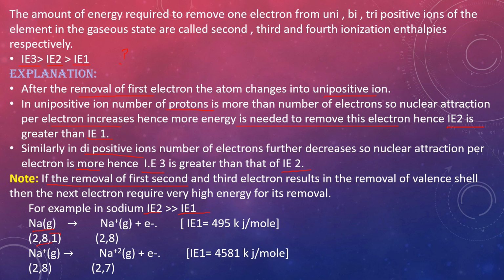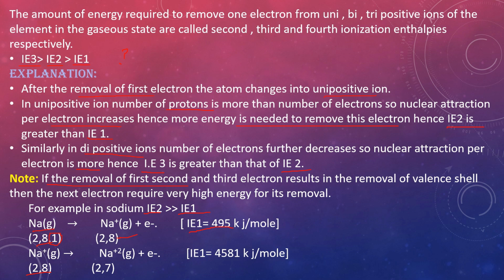So after losing one electron, it acquires noble gas configuration or stable configuration. So this process is favorable. The energy required is very less, that is 495 kilojoule per mole. But now the sodium plus ion is in stable configuration, that is 2,8 configuration, and it is very difficult to remove an electron. It has no tendency to lose an electron now.